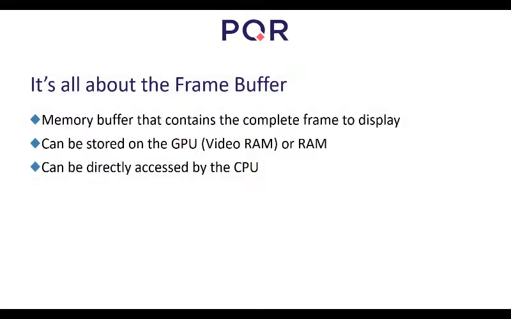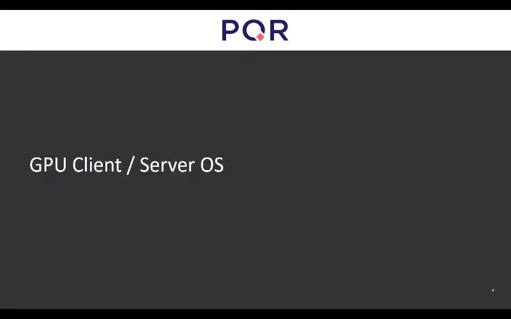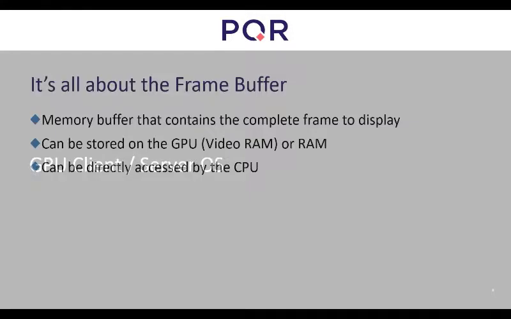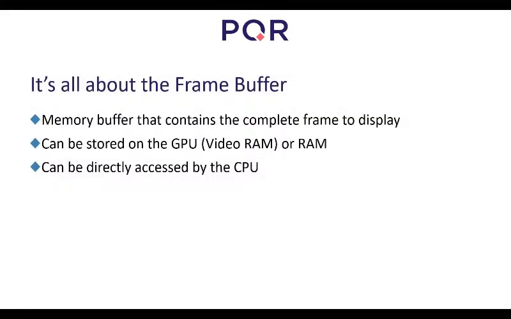So first of all, if we look at the GPU in a client and server OS, it's all about the frame buffer. When we start with sizing it, the frame buffer is a memory buffer that contains a complete frame to display, and it can be stored on the GPU in video RAM or just in normal RAM, and it can be directly accessed by the CPU.